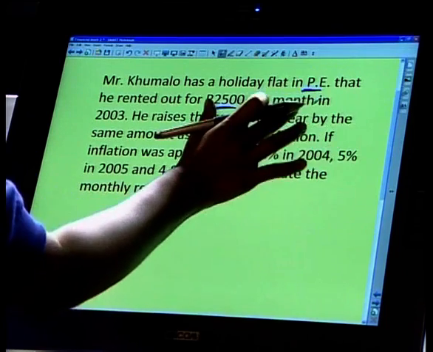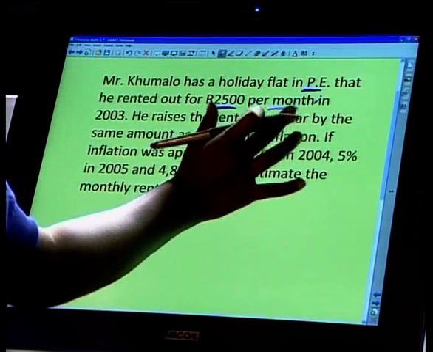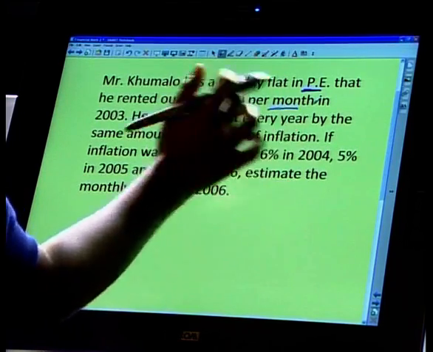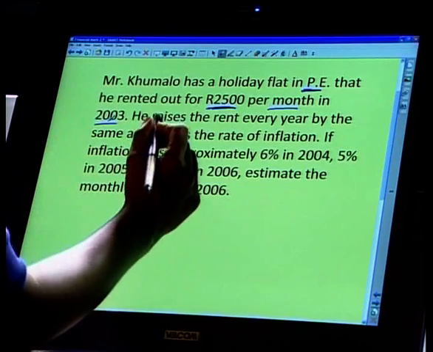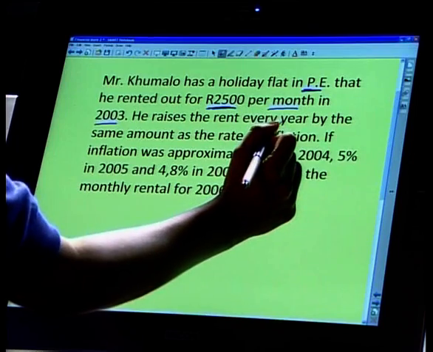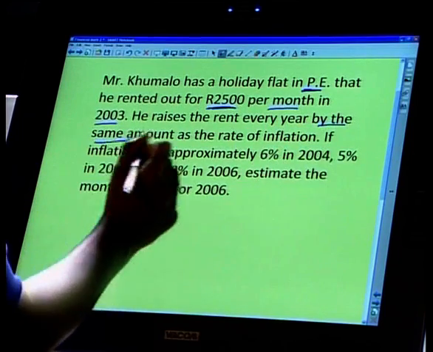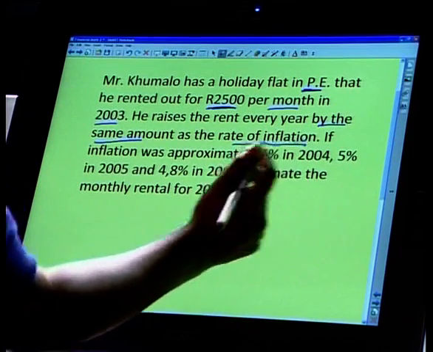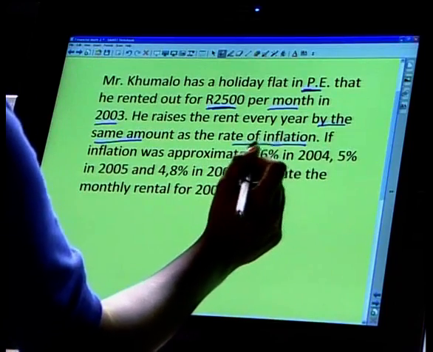Okay, so that's the income that he's getting from this flat every month in 2003. He then raises the rent every year by the same amount as the rate of inflation. And this very often happens in practice. If you, for example, are renting a flat, you won't continually pay the same amount of 1,800 or whatever the case is every single year. The prices are going to go up. The rent is going to go up. And usually it does go up by the same rate as inflation.